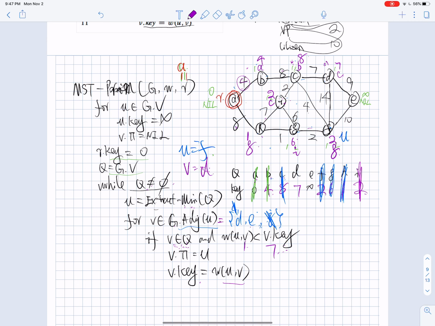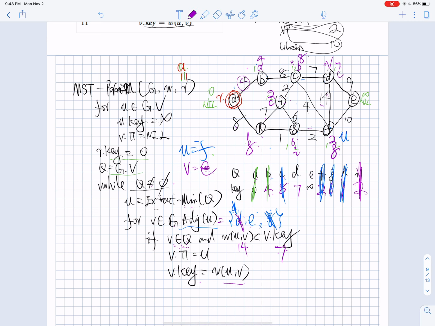So v is here. We have w(u,v) as 14, v dot key as 7. So this is going to be 14 and 7. And this is false, so we're not going to do anything for d. Then we finish the iteration at d. Next, we start an iteration at e.